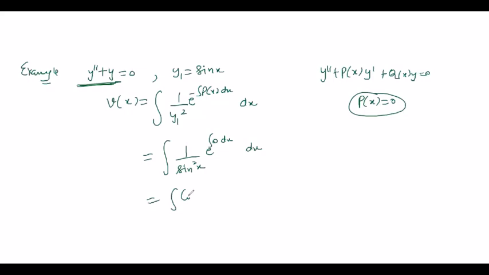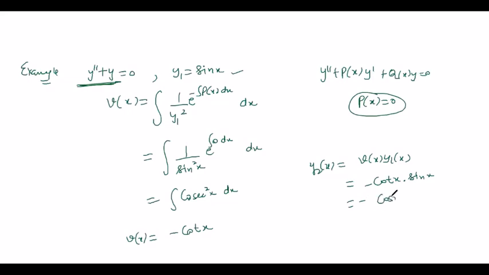So this is the integral of cosecant square x dx. What is the integral of cosecant square x? Minus cotangent x. This is my V(x). So my second solution y2(x) is V(x) times y1(x). V(x) is minus cot x. y1(x) is sin x, given to you. So minus cos x is the answer for y2.